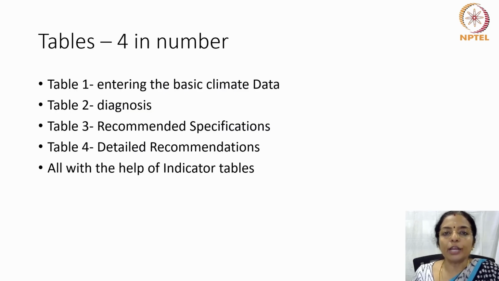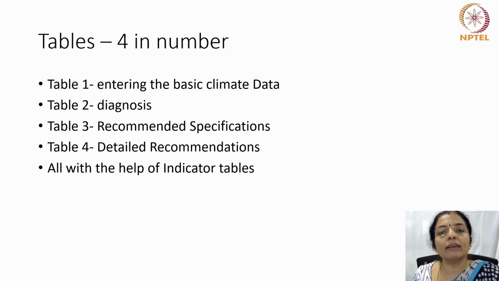There are basically 4 tables. The first table pertains to entering the basic climate data. What basic climate data? That is something I have already told you in the previous slide: the maximum, minimum and mean temperature, humidity, wind data, etc. Table 2 pertains to diagnosis. Table 3 gives us recommended specifications, while Table 4 gives us detailed recommendations.